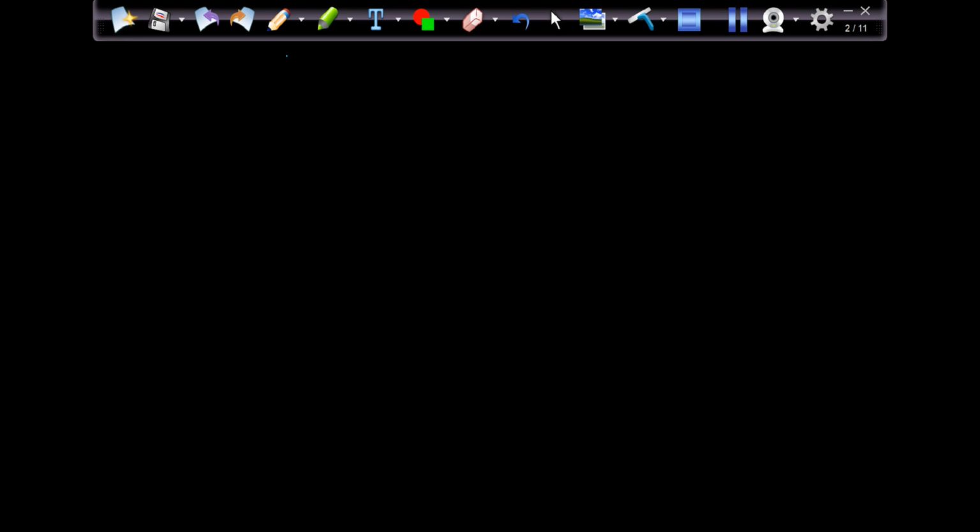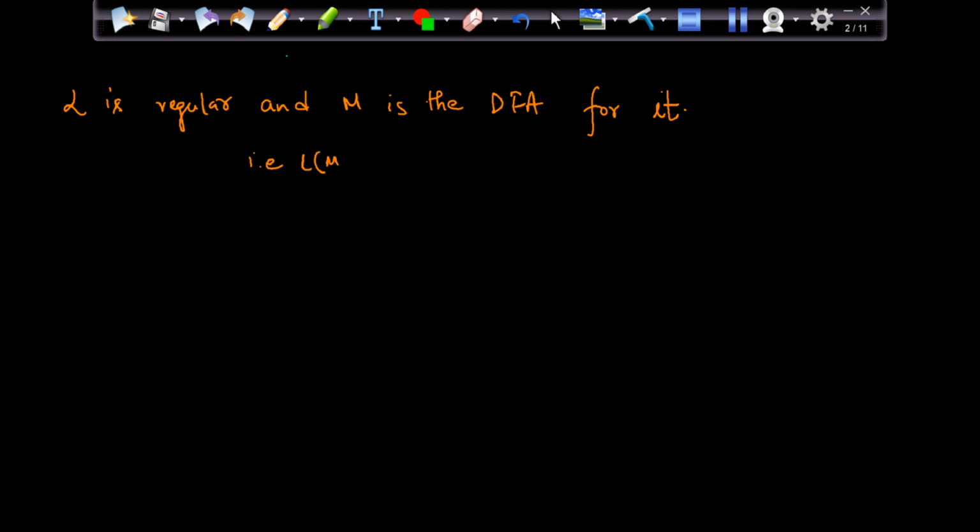Anyways, let's say this is a language L. L is regular, and M is the DFA for it. That is, the language of M is equal to L. Now, a typical M, any DFA, would be something like this.